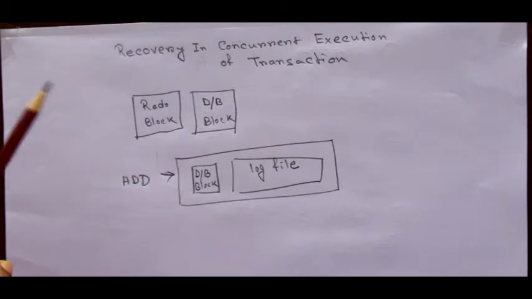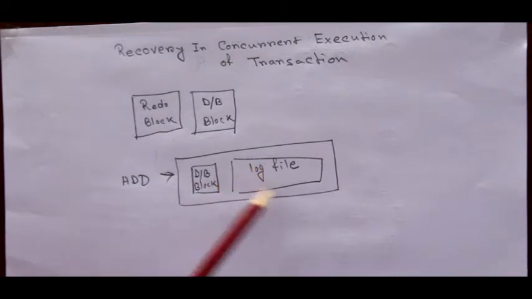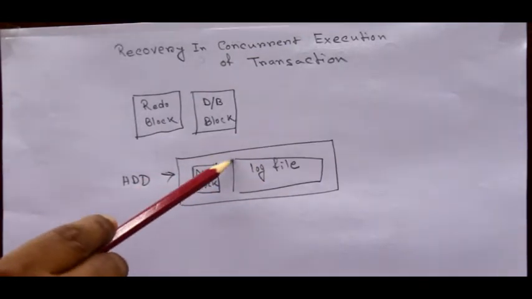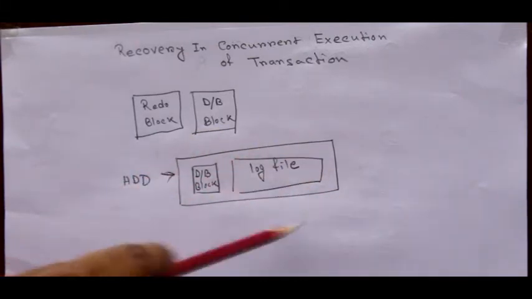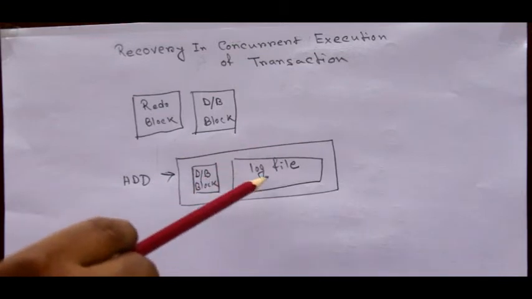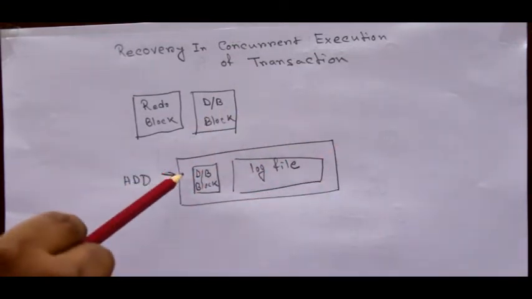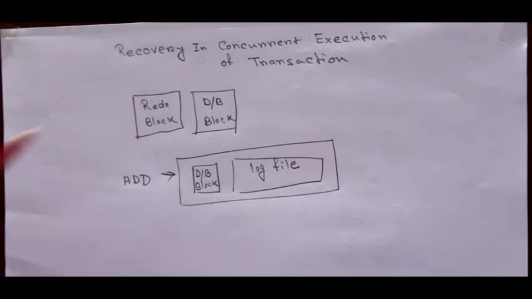If any transaction fails, then from the log file information that transaction may be redone. But the log file size is very small. So when 80% of the log file is full, the internal content of the log file is automatically transferred to the DB block for further execution.